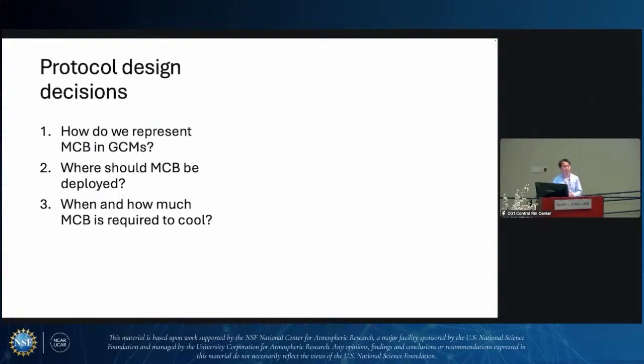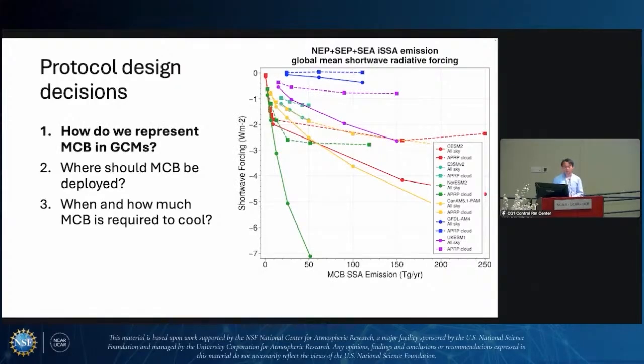So when we were putting together the design for this protocol, we wanted to address three main questions. First is how we represent the MCB in the GCMs. The second is where MCB should be deployed to get more ideal or less harmful climate impacts. And then once we have that information, we can run some of these scenario simulations to determine when and how much MCB is required to cool. So the approach we're taking is to apply increasing sea salt aerosol emissions.